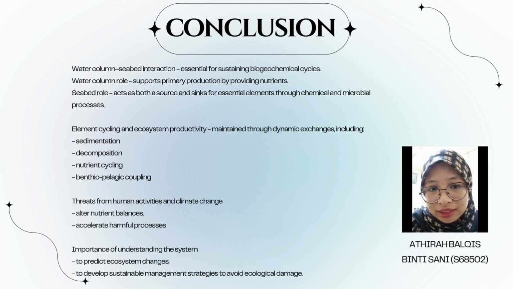But human activities and climate change are putting this balance at risk. They can throw off nutrient levels and speed up harmful processes like ocean acidification and eutrophication. That's why it is important to understand how this system works, so we can predict changes and create sustainable ways to protect our ocean for the future.